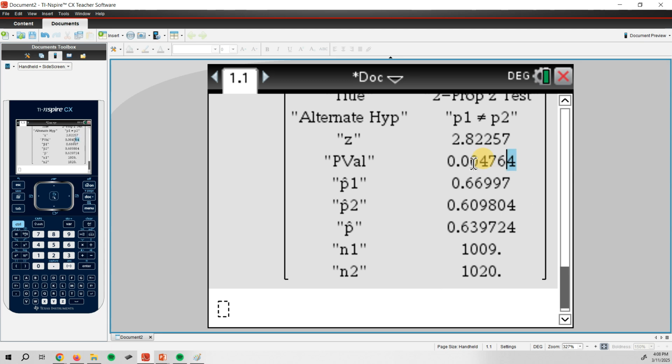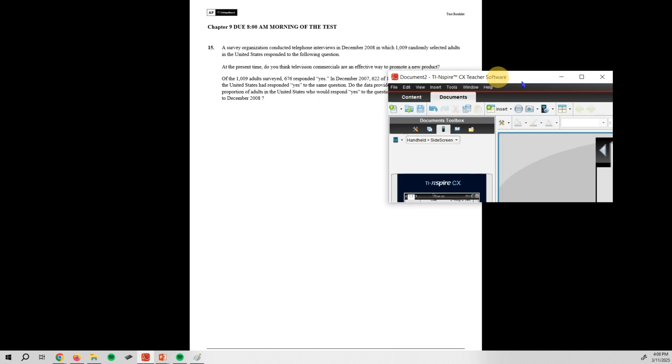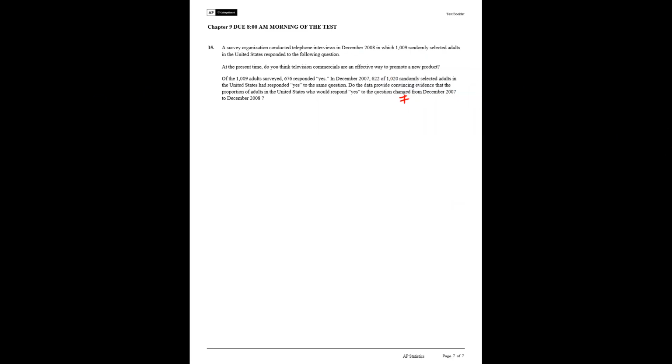We got a really small p-value this time and a really large z-score. That should tell us something. We're almost 3 standard deviations away, so we're way out of that 5%. This one didn't give us a significance level again, but it's really not going to matter. So let's look at our setup here.